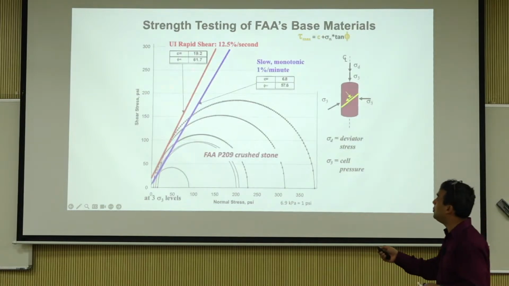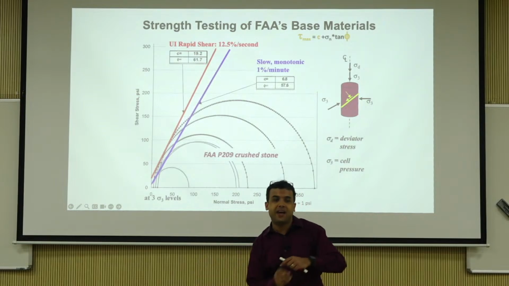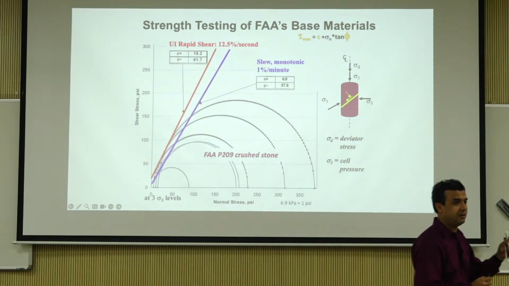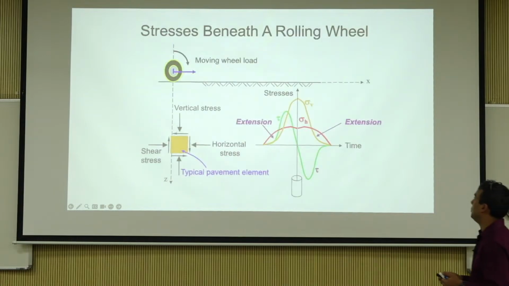The good news is this is from aggregate-based materials. With a slow monotonic test at 1% per minute, you got about 57.6 and 6.8. Here you are getting about 61.7 and 19.2. So very close in friction numbers. So for aggregates, when drainage is pretty much guaranteed, where excess pore water pressure is not a problem, you can increase the shear strain rate and still get by quite comfortably. And this helps a lot. Otherwise, the amount of testing would be very limited for you.